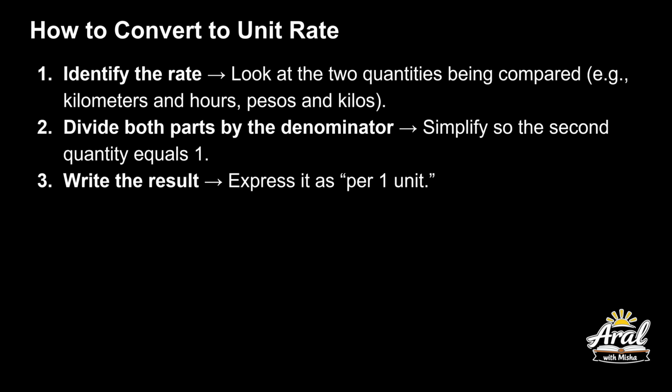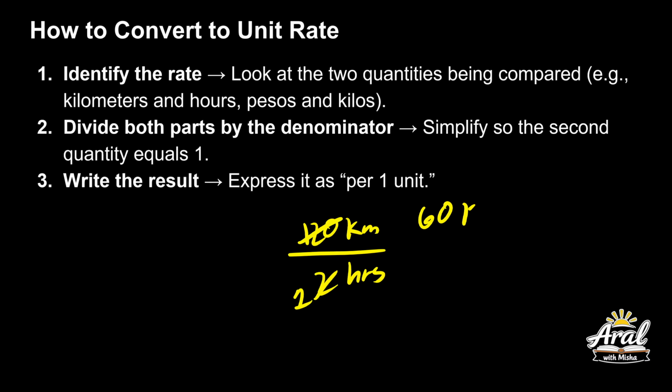Let's say, kagaya kanina, 120 kilometers in 2 hours, di ba? So, identify the rate: kilometers an hour. Divide both parts by the denominator. So, divided by 2, so maging 1 yan. Divide this by 2, so 60. So, 60 kilometers per hour. Per hour. Write the result. Express it as per unit. 60 kilometers per hour. So, ganun lang. This is just a review.